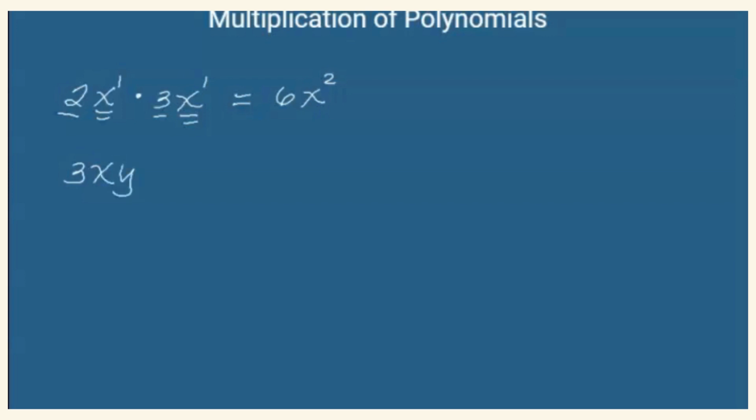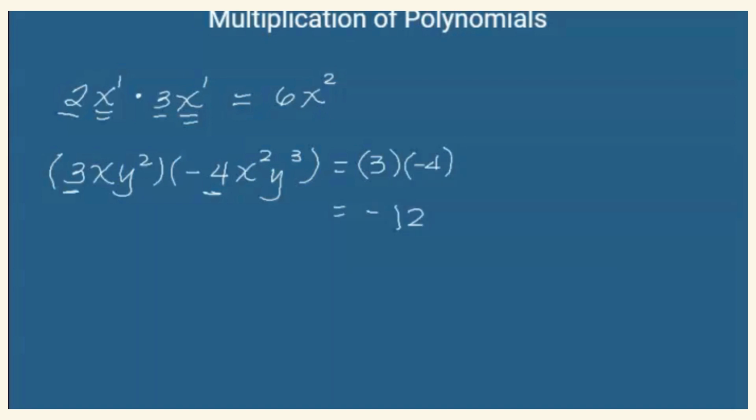Okay, let's have another example. Say we have 3x y squared times negative 4 x squared y cubed. So again, let's multiply the numerical coefficients. So 3 times negative 4, that's negative 12. And for our first variable, x and x squared, so apply again the first law of exponent. So x times x squared, we add the exponent, it will be x cubed because this one has a 1.